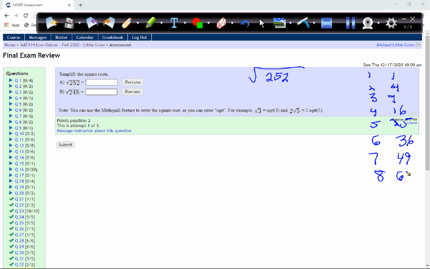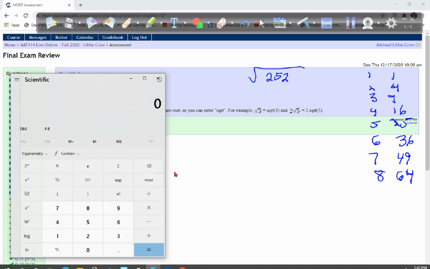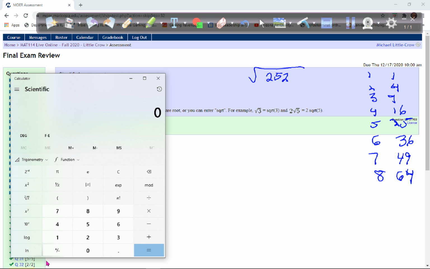Eight is 64, but it's got to be one of these if we're going to be able to reduce it. So I'll pull up my calculator. Let's take 252 and see if one of these divides evenly into it. Divided by 64, that doesn't work. We got a decimal, and that would be close to 4 times 64.